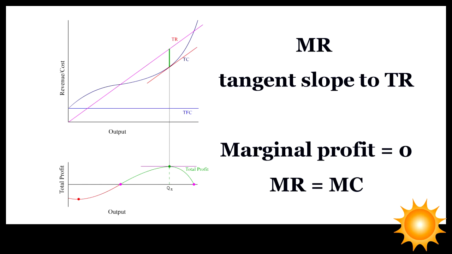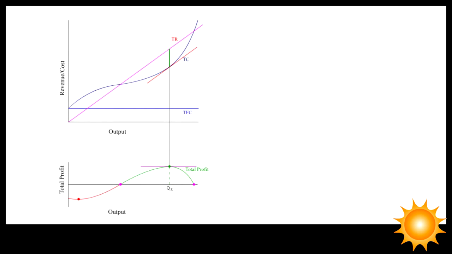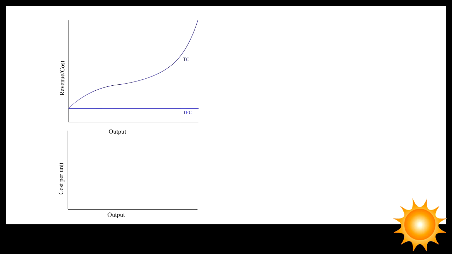Since MR is equal to the slope of the tangent to TR, and MC is equal to the slope of the tangent to TC, when MR is equal to MC at the maximum profit output level Q pi, the slope of the tangent to TR is equal to the slope of the tangent to TC. Hence, the maximum profit output level can be identified by looking at the MR and MC curves directly instead of the total profit curve. Let's draw the MC curve first.